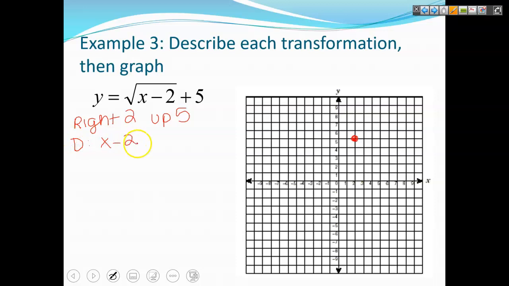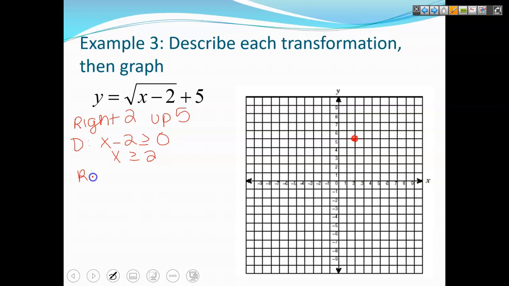My domain, again, comes from the idea that whatever is under the radical has to be positive. We know that the square root of a negative is imaginary. So we know that that x minus 2 must be positive, or else we can't plug in a number, which means that x is greater than or equal to 2 is my domain.